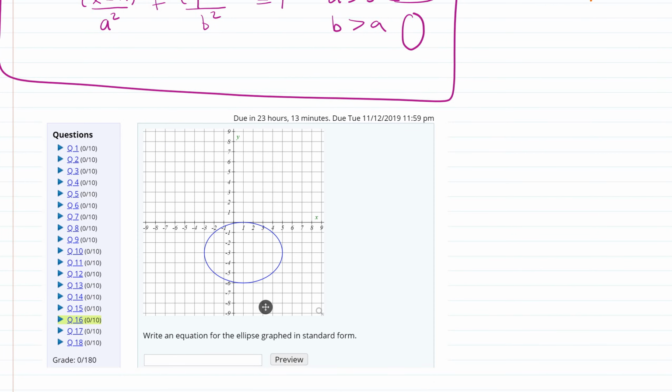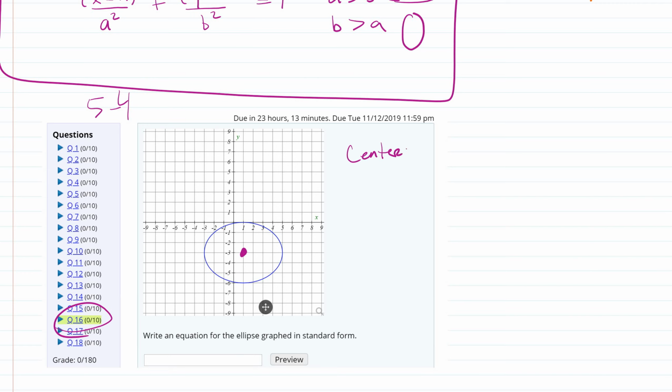Here is problem 16 from your homework. So this is again 5-4, Ellipses is 5-4, problem number 16. So we want to write the equation of this ellipse, and it is graphed for us, but the center is not at 0, 0. So it looks to me like the center is right there.